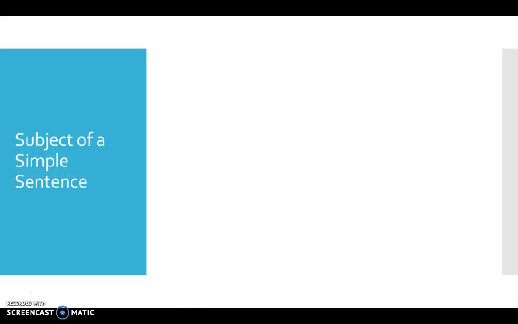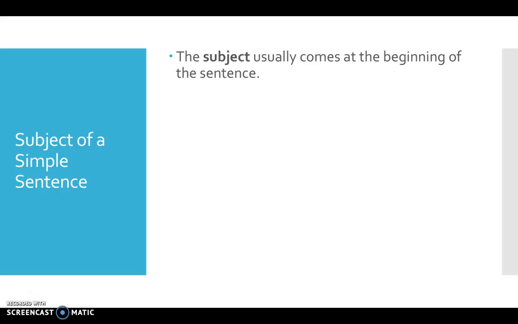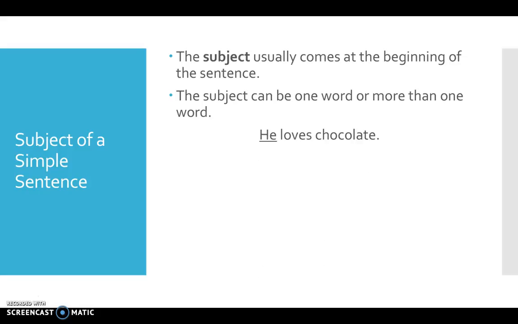Here we go with the subject of a simple sentence. The subject usually comes at the beginning of the sentence. Now this is not always true, but most of the time, the subject begins at the start of the sentence. It can be one word, or it can be more than one word. So for example, he loves chocolate. The subject of that sentence is he, which is why it's underlined, but you can see it's only one word.